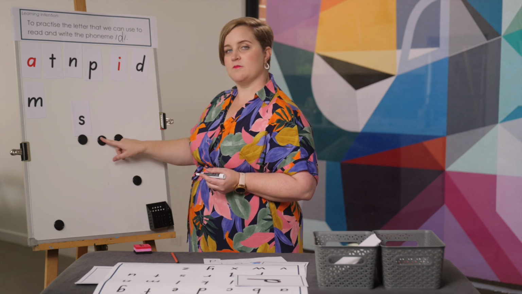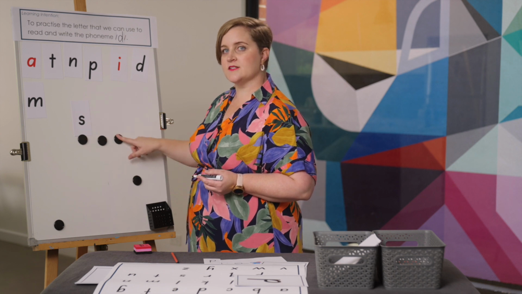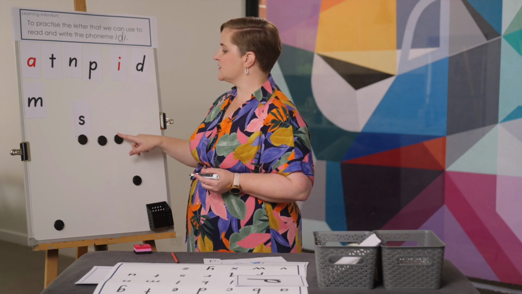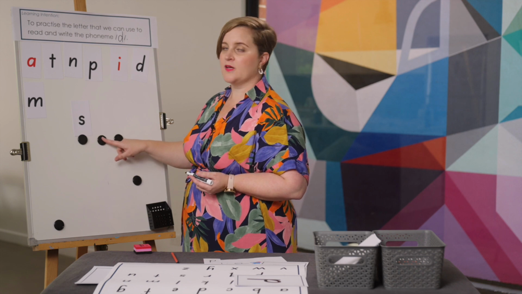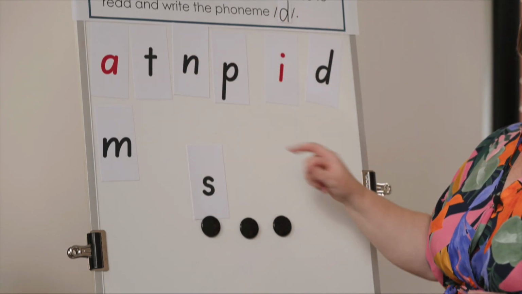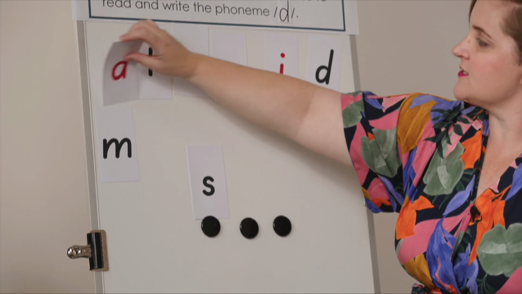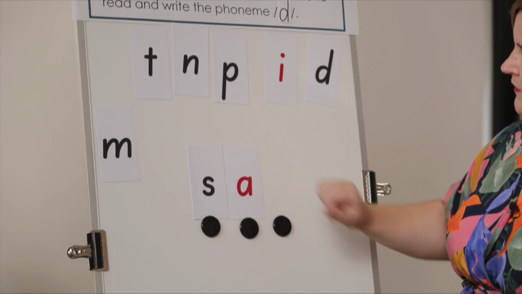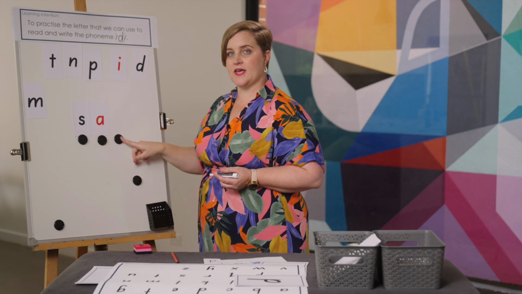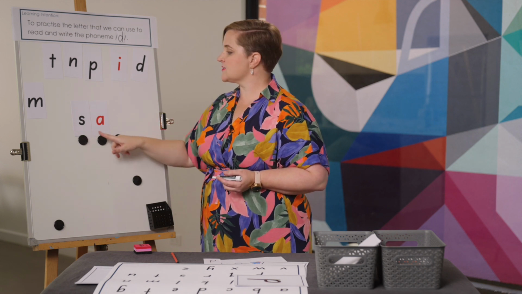What's the phoneme in the middle? S-ad. S-ad. It's the A phoneme. And which letter do we use to spell A? Yes, it's the letter A. Bring it down and say A. We have one more phoneme at the end. Listen carefully. S-ad.